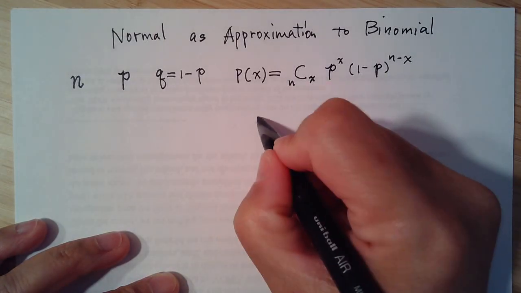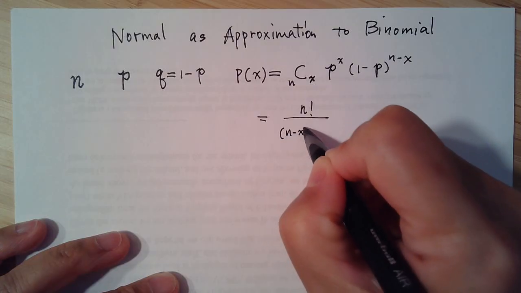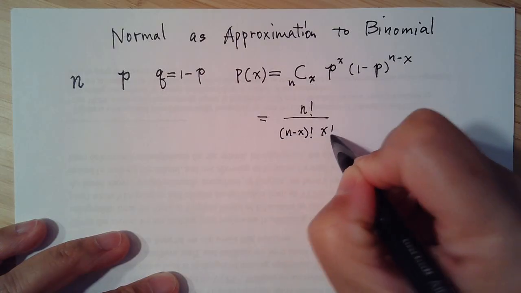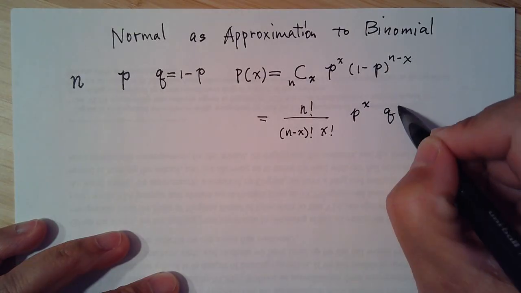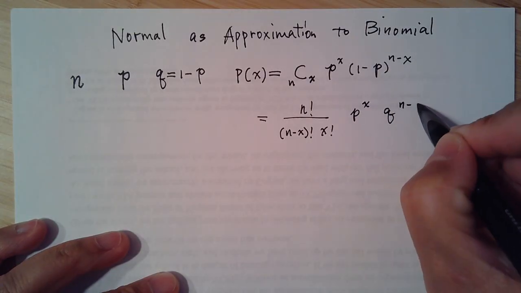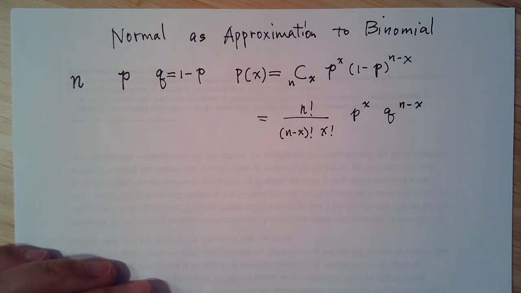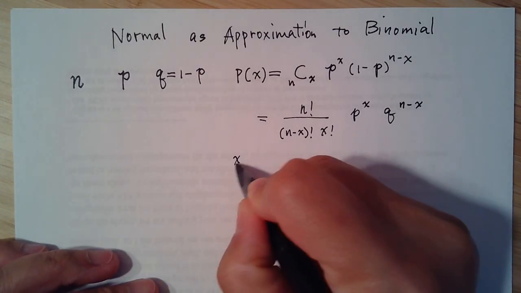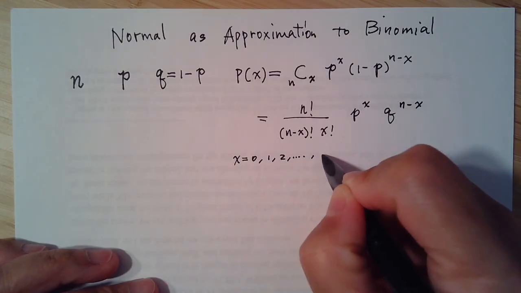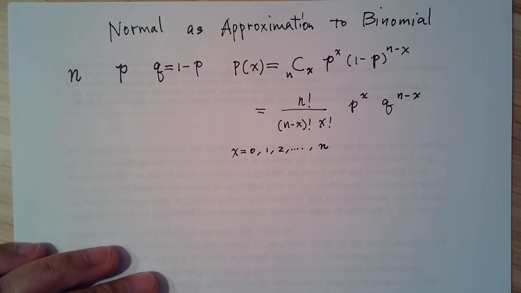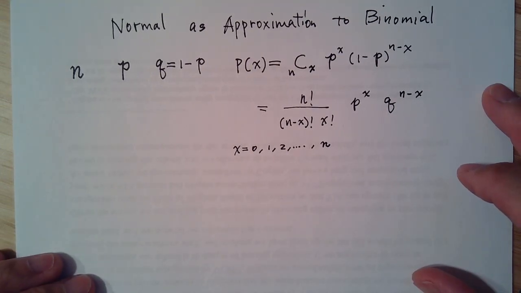It's a quick review, okay? So this is n factorial over n minus x factorial and x factorial, times p to the x, and here you can write q, which is the same thing as 1 minus p, to the n minus x. This is the formula to calculate P of x, and x could be 0 or 1 or 2, all the way to n. Therefore, this is the binomial probability distribution. That's what we learned in earlier chapters.